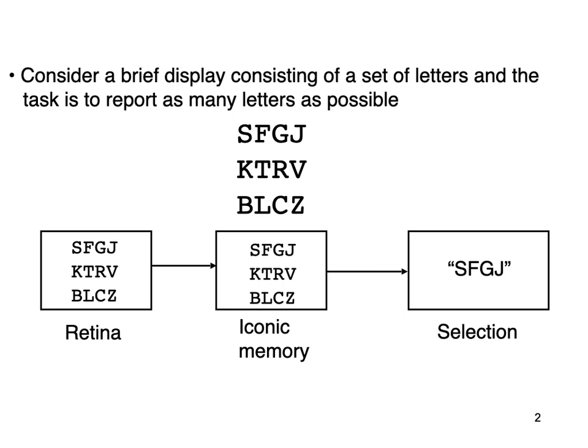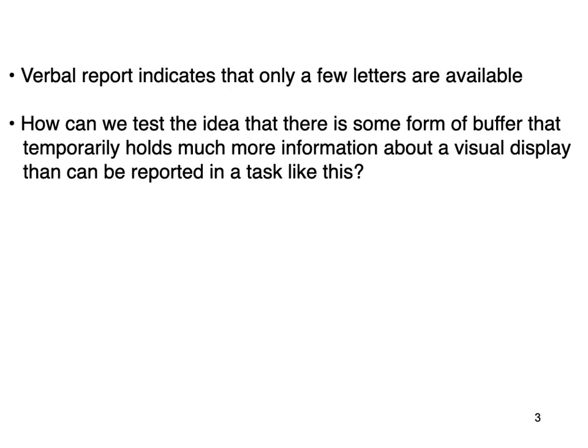The problem is that when you report the information, which takes time, the actual contents of iconic memory are decaying. So if you choose to report, for example, the first row, by the time you've hit the letter J, which has taken you quite a lot of time from the beginning of the first letter, the rest of the icon will have decayed. So what we call full verbal report will seem to indicate that just a few letters are available.